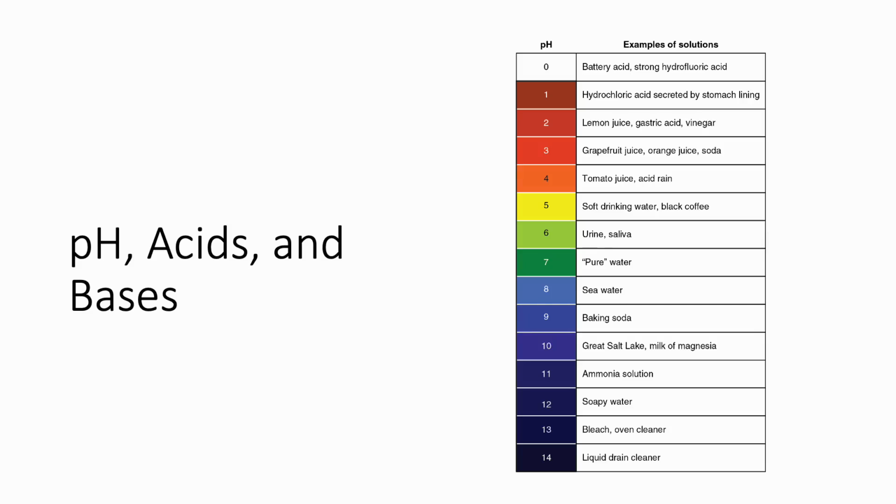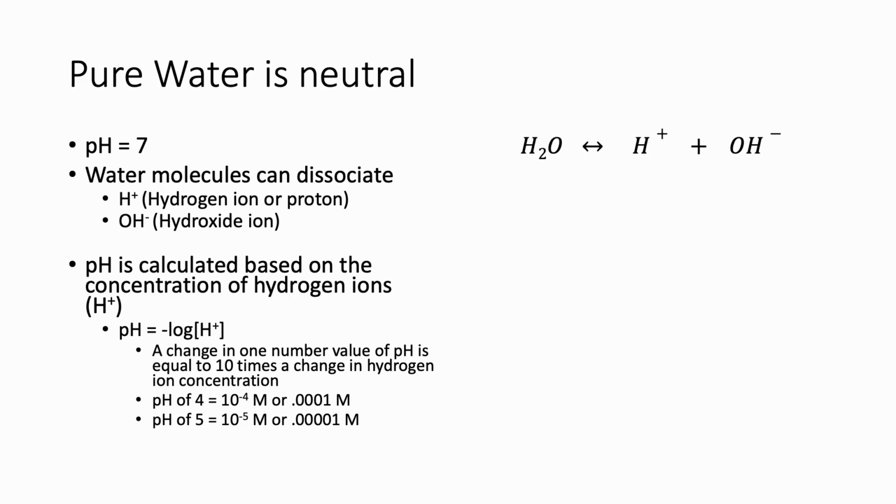In this video lecture, we're going to talk about the pH scale, acids, bases, and we'll also talk a little bit about buffers and buffering systems in our bodies. So pure water is neutral, and neutral is defined on the pH scale as equal to 7.